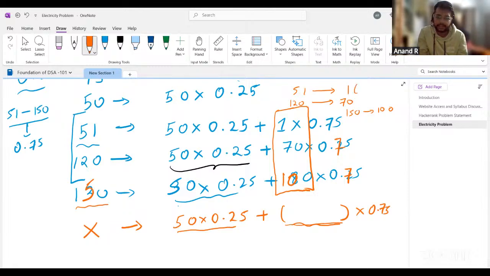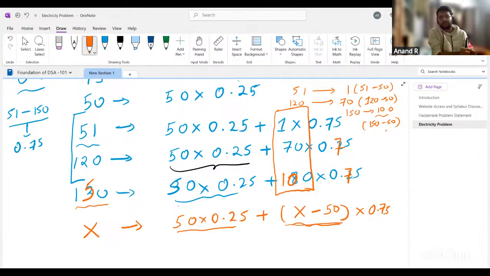In this case, can I say that it is 51 minus 50? Same thing I can say for 70. 120 minus 50 will give you 70. And over here again, 150 minus 50 will give you 100. So can I say that the number of units over here would be x minus 50?